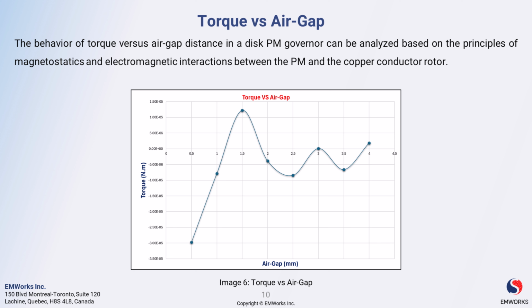If the air gap is too small, it can lead to excessive torque, potentially causing mechanical stress or wear. On the other hand, if the air gap is too large, the torque may be insufficient to provide adequate speed regulation. Therefore, engineers must carefully select the appropriate air gap distance based on the specific requirements of the application, such as the desired speed range, load conditions, and material properties.